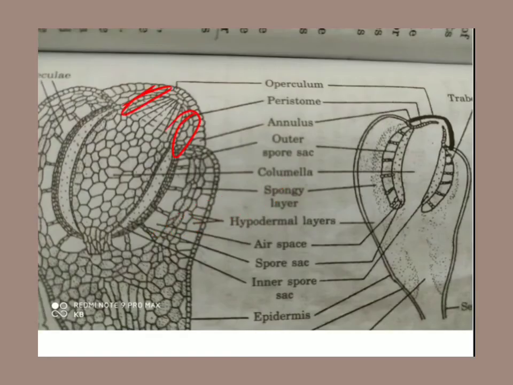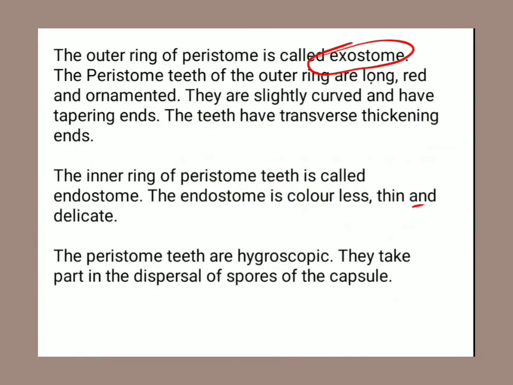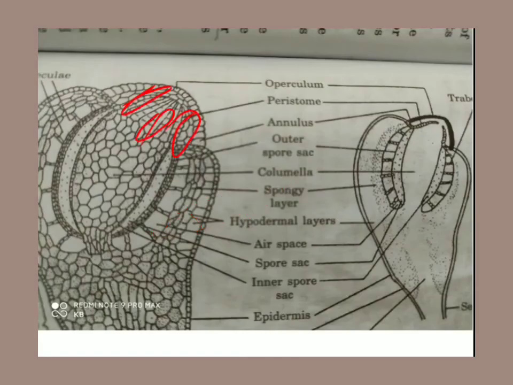The inner ring of the peristome teeth is called the endostome. The inner portion of the ring is known as the endostome, and the endostome is colorless, thin and delicate. The peristome teeth are hygroscopic, and they take part in the dispersal of spores of the capsule. It is the main function of the capsule, and they function in the dispersal of spores. Once spores develop, the teeth help in the liberation of the spores. Okay, that is the structure of the peristome.